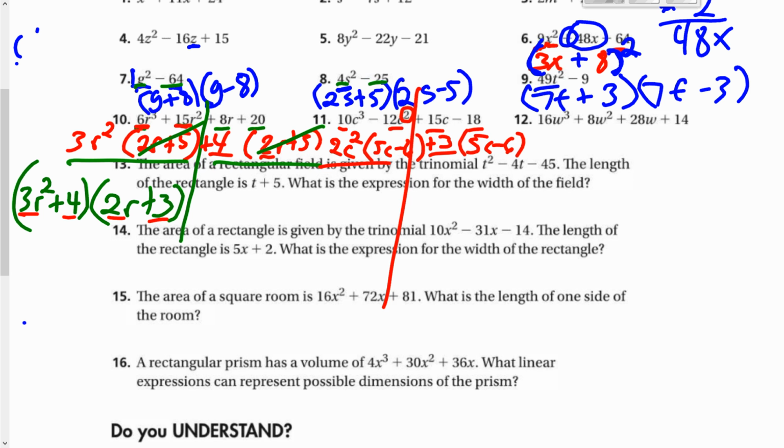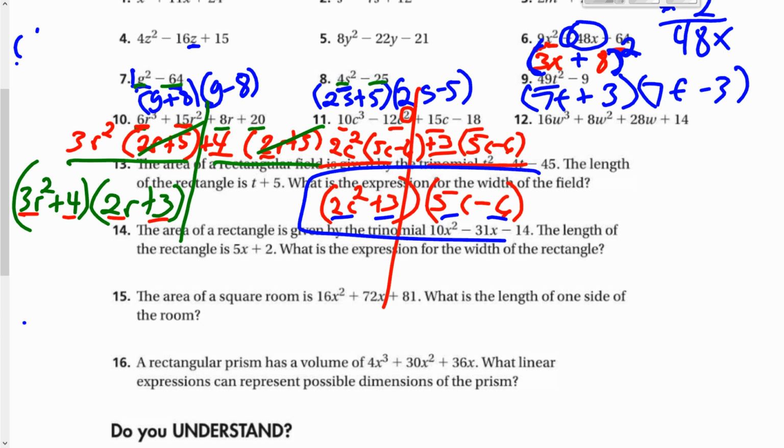Now factor out what's the same from this side and this side. That is, 5c minus 6 is in both of them. And then what's left? A 2c squared plus 3. And then again, check. Nothing's the same, so we are done. So that's our answer to 11.